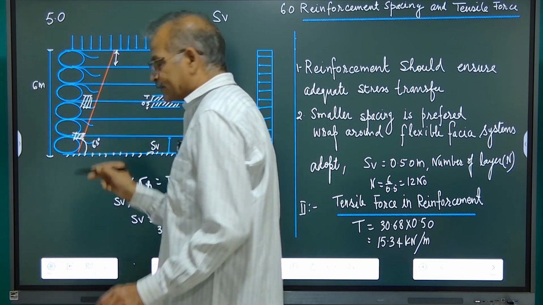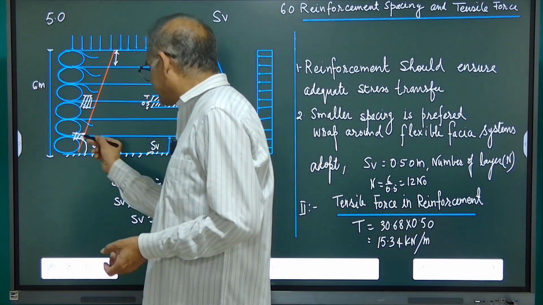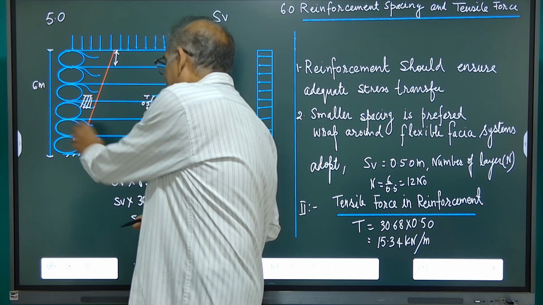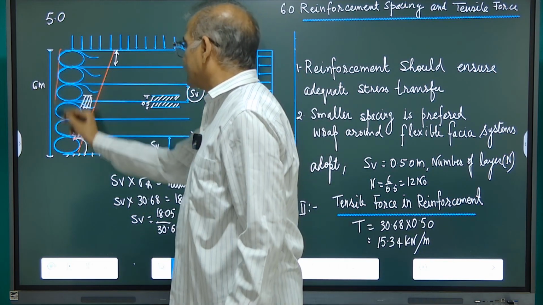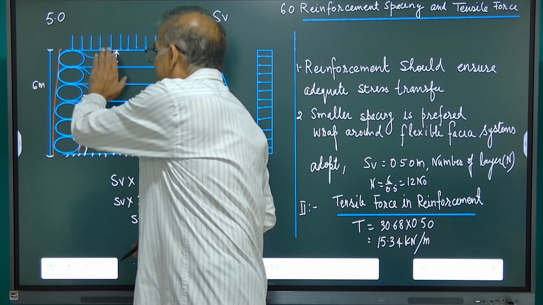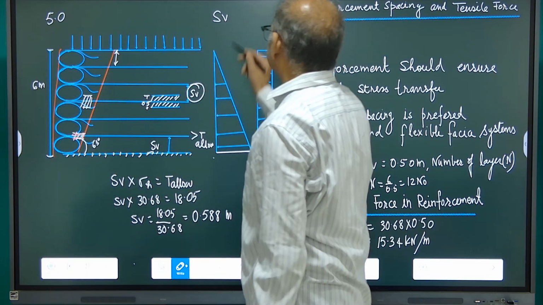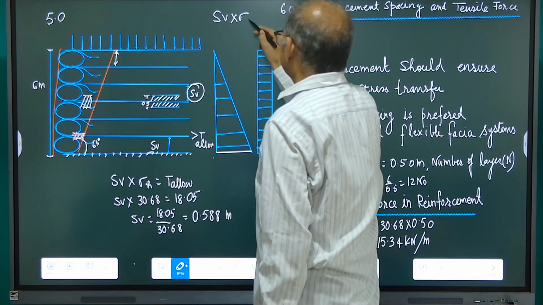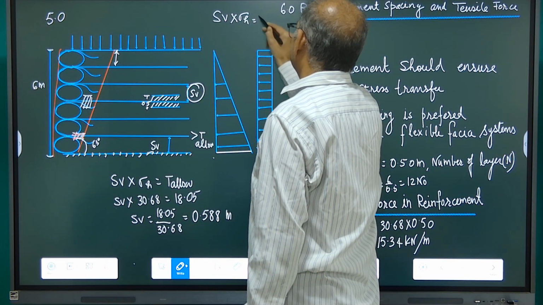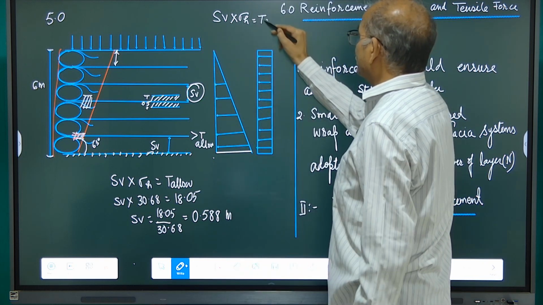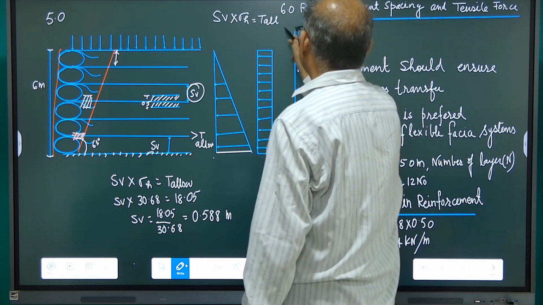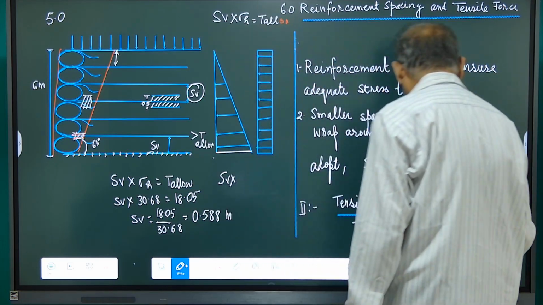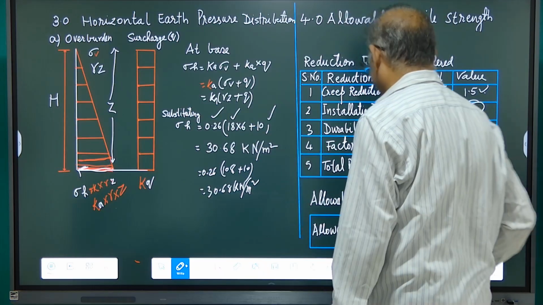unit length of this reinforcement layer will try to pull this geogrid towards the wall, because in case of active earth pressure their failure will be towards the wall. So sigma b into horizontal जो lateral pressure होगा, that is sigma h, will be T allowable. Now we know the T allowable is T, sigma v, sigma h we have calculated, that is 30.68.